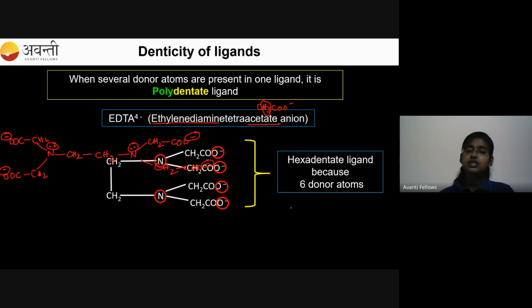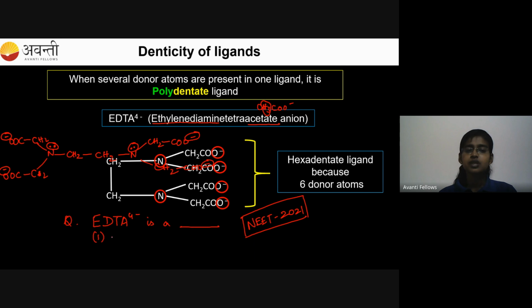This was the question asked from this lesson in the 2021 NEET exam. What was the question? EDTA4- is a dash. Option 1, unidentate ligand, option 2, bidentate ligand, option 3, hexadentate ligand, like that they gave the options. The answer was hexadentate. Such an easy question, right? Where you can get 4 marks so easily within a few minutes.